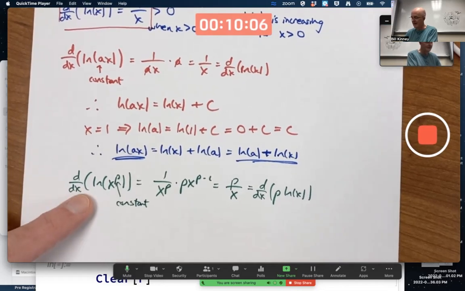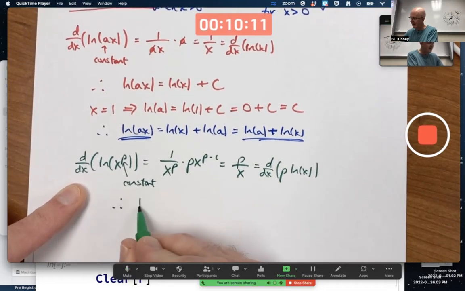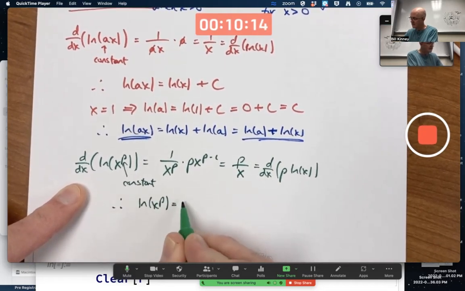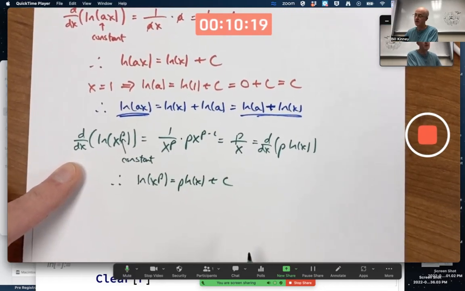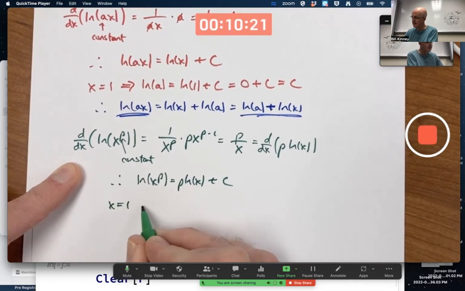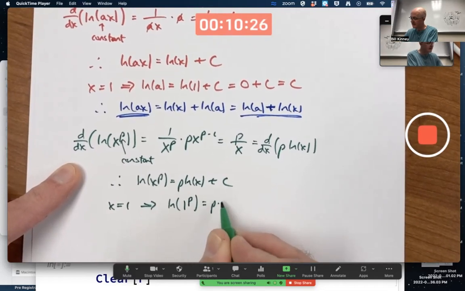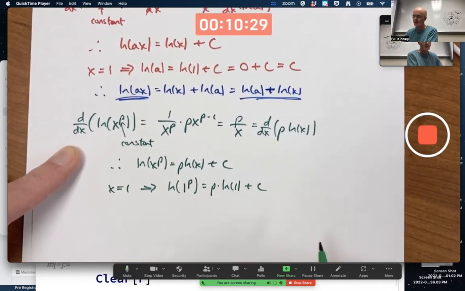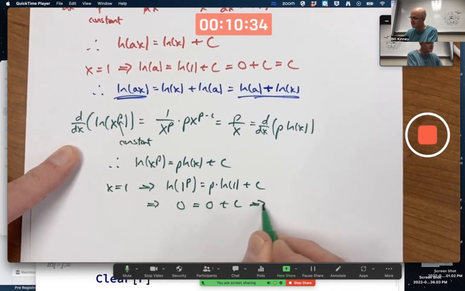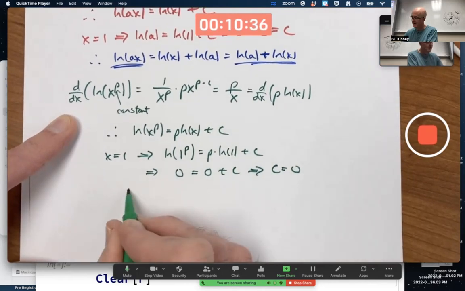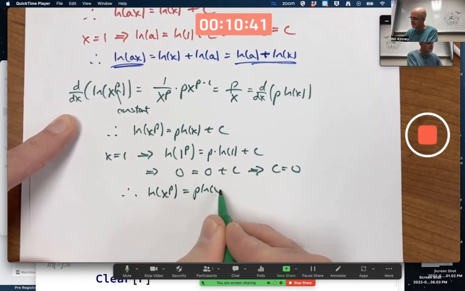Yeah, the derivative of natural log of x to the p equals the derivative of p times natural log of x. Therefore, ln of x to the p equals p ln of x plus some constant c. This time the constant is 0, though. If you substitute x equals 1, you get ln of 1 to the p equals p times ln of 1 plus c. Once again, ln of 1 is 0. This implies 0 equals 0 plus c, so c must be 0. And therefore, ln of x to the p equals p times ln of x.